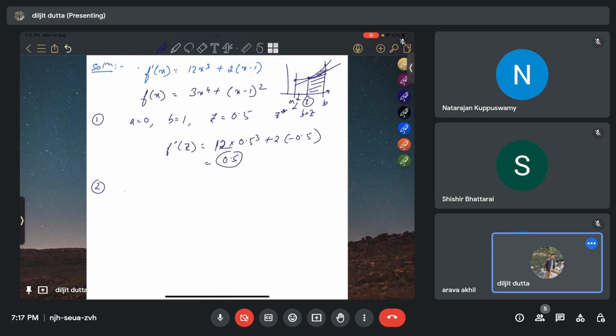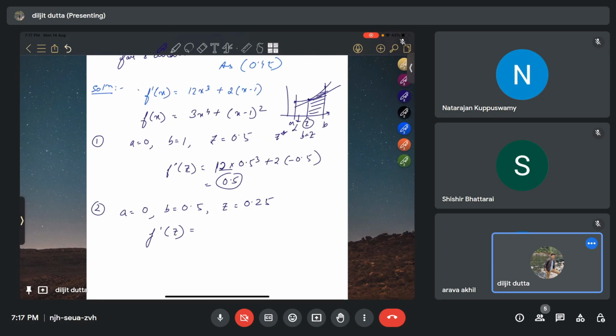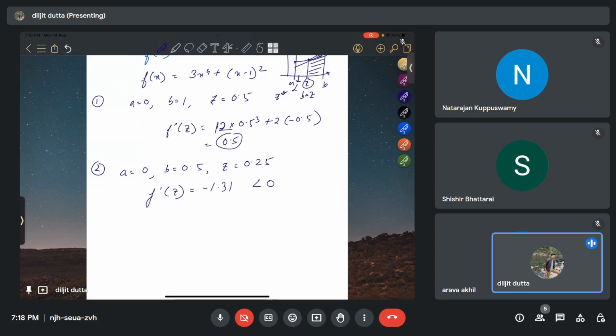Now in the second iteration, a is equal to 0, b is equal to 0.5, and z is equal to 0.25. Now again we will calculate f dash of z. So f dash of z will be how much? 12 into 0.25 cube plus 2 into 0.25 minus 1, so minus of 2 into 0.75. So it is minus 1.31. So now f dash z is less than 0. So we will eliminate the region that is to the left of z.